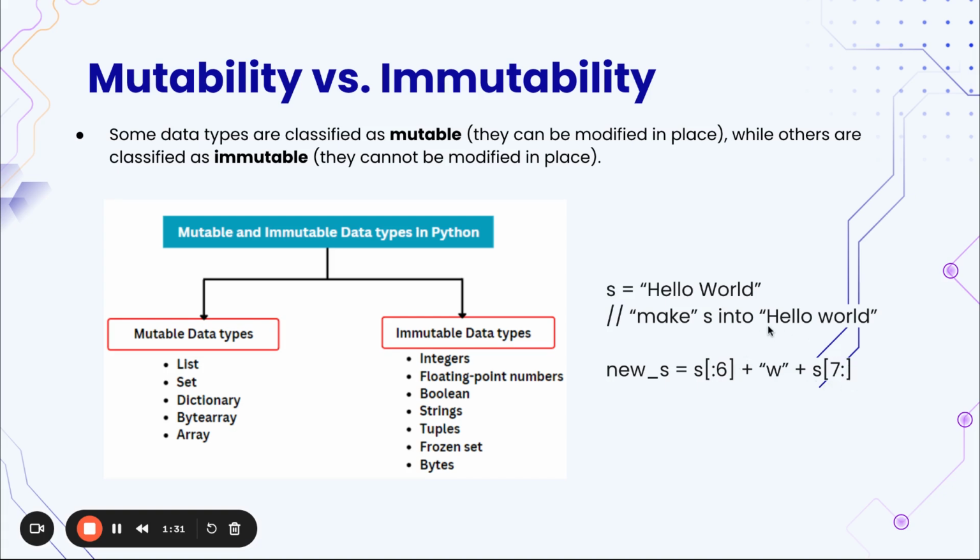So what this is saying is from the 0th index all the way until the 6th, not including the 6th, we want to keep that the same. And then we want to add this lowercase w to replace this uppercase w, and then s[7:] till the end. That's just including this last part here.